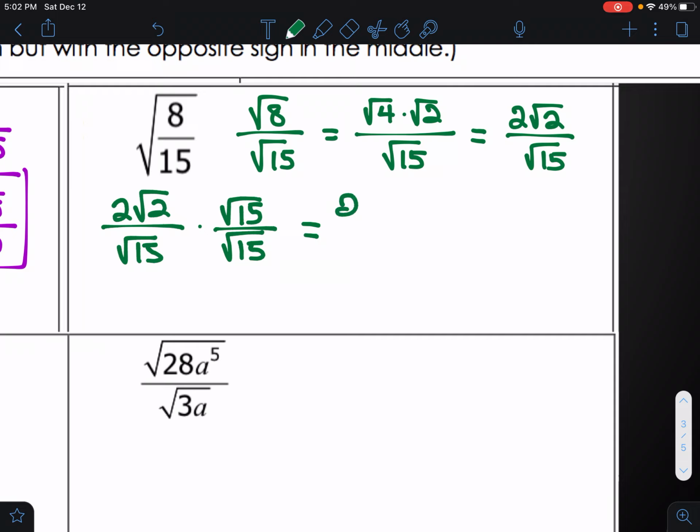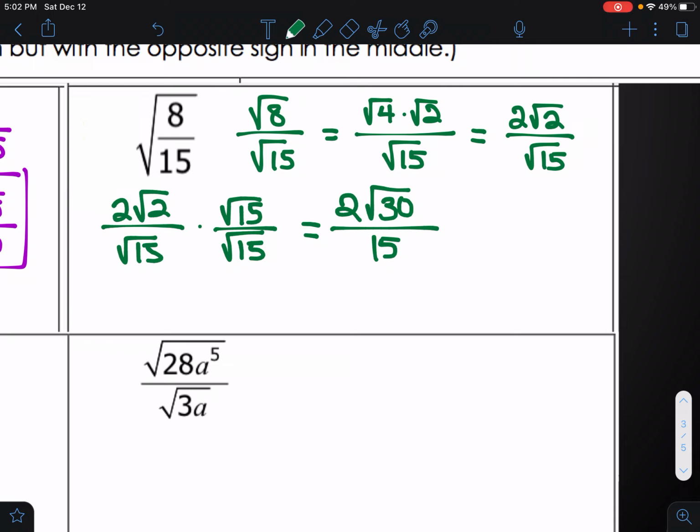So this is 2 root 30 over the square root of 225. Now that's 15, so you might start getting used to this. Instead of writing that, you might just right off the bat go, oh, that's positive 15. Okay, because square root of 15 times the square root of 15 is square root of 225, which is 15.